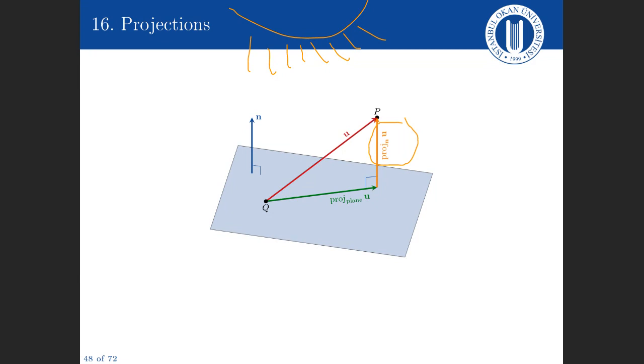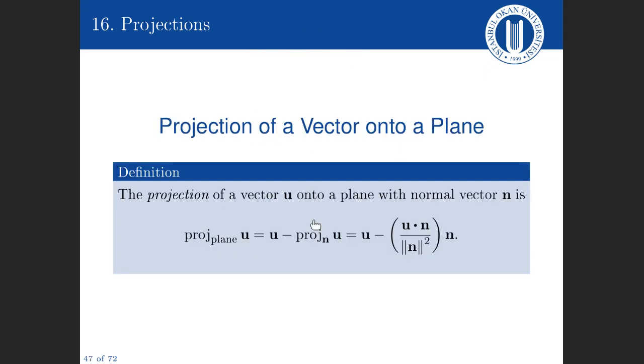If we know the red vector and we know the orange vector, then we can calculate the green vector, because in this picture you can see that green plus orange is equal to red. Or to say this another way, the green vector is equal to the red vector minus the orange vector. So the green vector, the one we want, is the red vector minus the orange vector, or u minus u dot n divided by the norm of n squared multiplied by n. If you wish, just remember this formula.